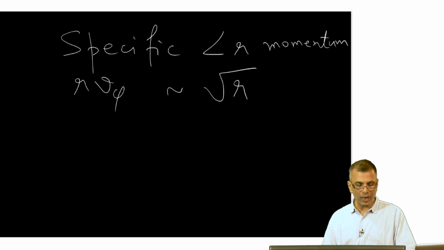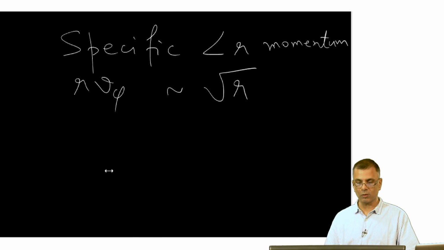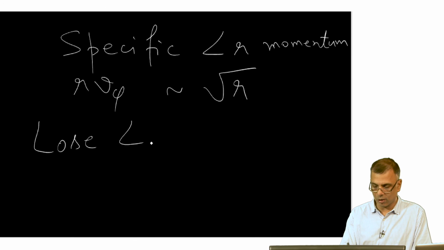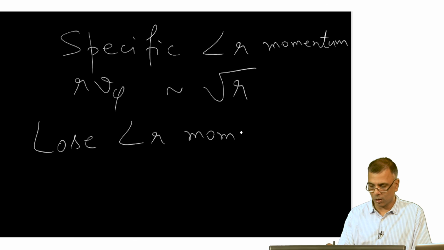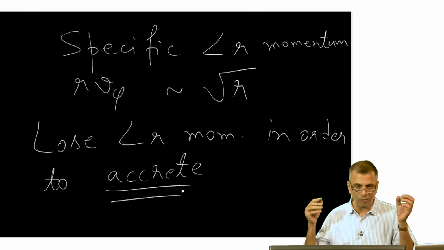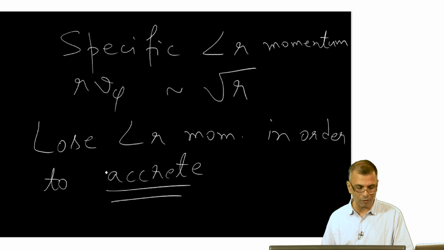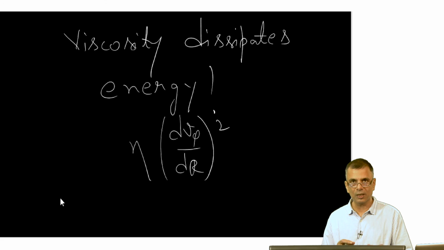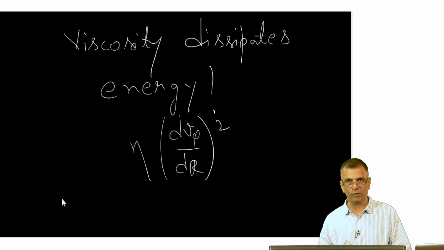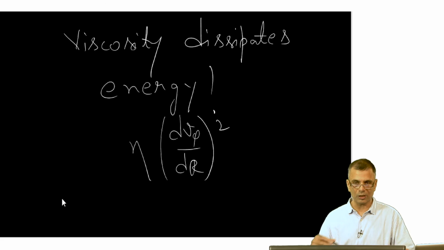So matter has to lose angular momentum in order to accrete. And what causes it to lose this angular momentum? Viscosity. And viscosity also does another very important thing. It heats up the disk and makes it radiate, which is what ultimately makes the disk observable. So we'll stop here and we will consider the azimuthal component of the momentum equation when we start next. Thank you.